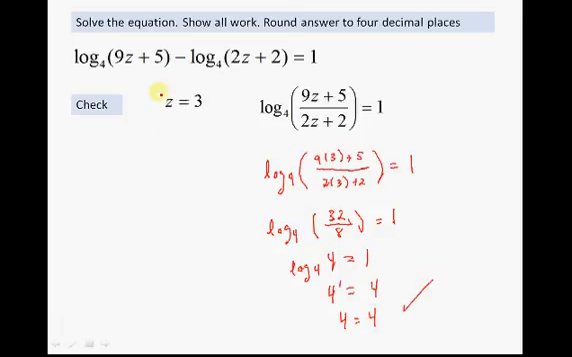Therefore, when z is equal to 3, then all this gobbledygook on the left-hand side, when you condense it down, is just equal to 1. That's just another way of saying 1. Amazing. Okay, I hope you found this helpful.